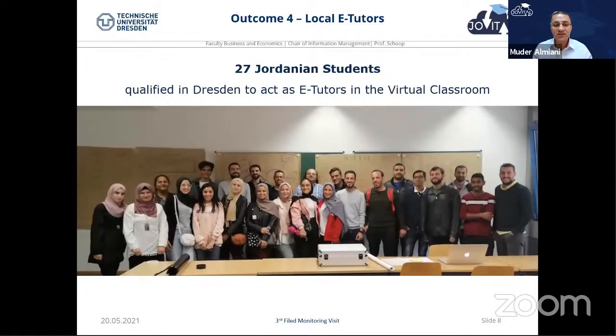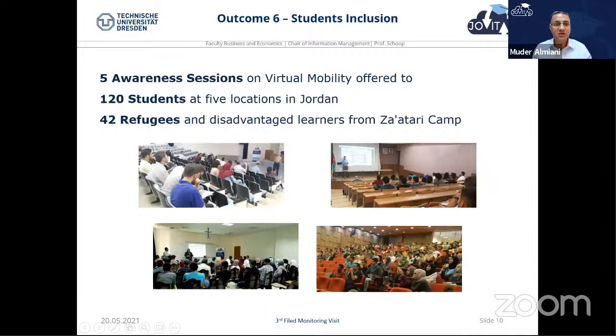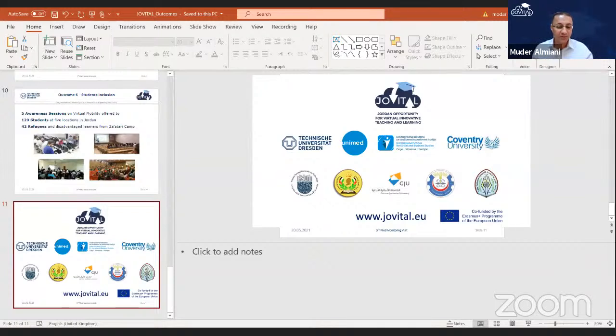27 Jordanian students qualified in Dresden and act as e-tutors and help us with all of those classes. We had the 5 VLABs: one in Prince Sumaya, one in GUST, one in GJU, and Tafila and Hussein Technical, so you'll see one in the north, the middle, and the south. Also, 5 awareness sessions on virtual mobility for 120 students in the 5 locations in Jordan, with 42 refugees and disadvantaged learners from Al-Zaatari camp. That is about JUVITAL. You can check the JUVITAL website for all of that information and outcomes, and you can check all of the reports.